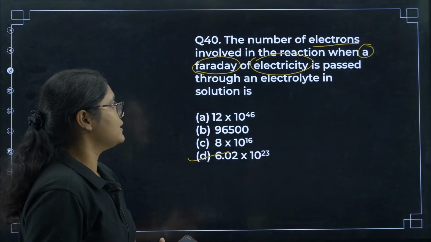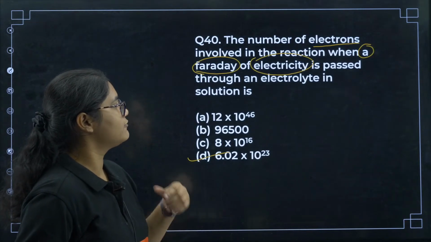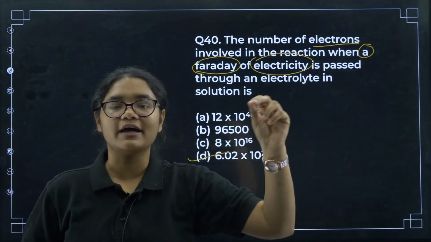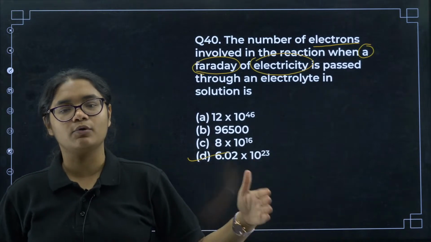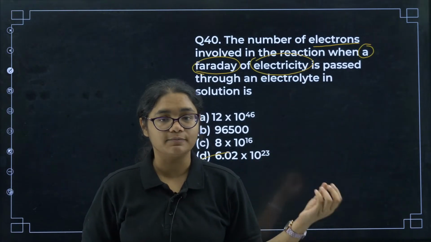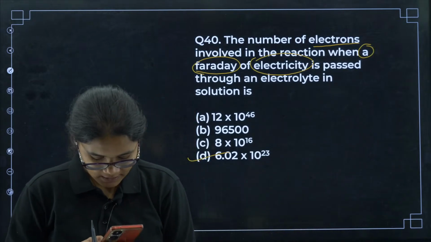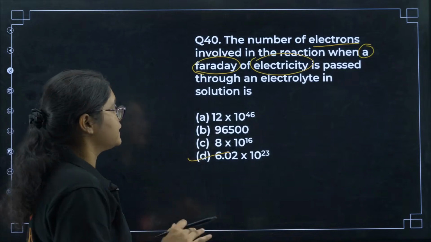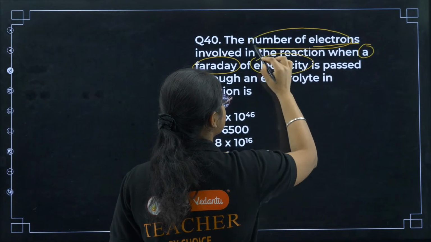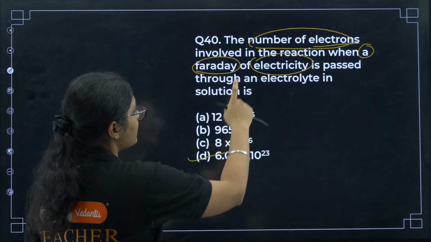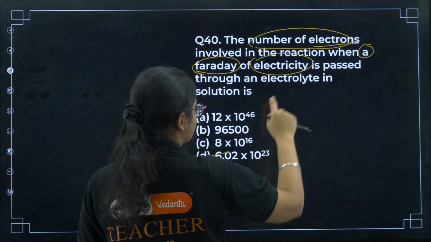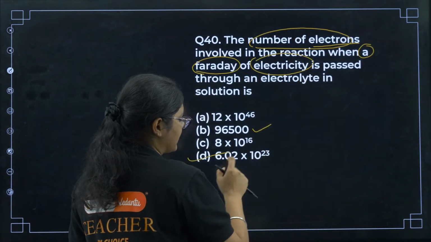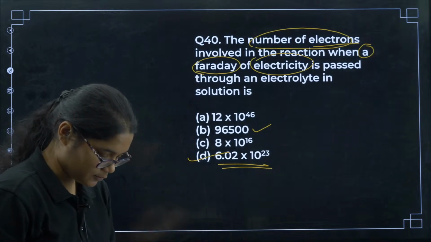See, same thing, right? Number of electrons involved in the reaction when a Faraday of electricity is passed. A Faraday means 1 Faraday, right? 1 Faraday is 1 mole of electrons. 1 mole of electrons is 6 into 10 to the power of 23 electrons. I hope this is clear. If the question had been asked in terms of coulombs, like the number of coulombs involved in the reaction, then it is 96500 coulombs. But it is asking the number of electrons. You have to tell how many electrons are involved there.